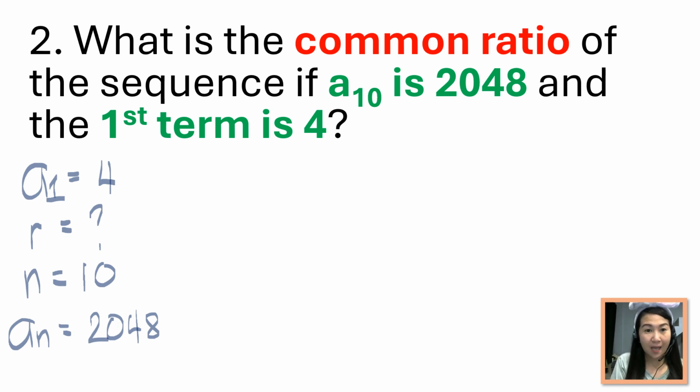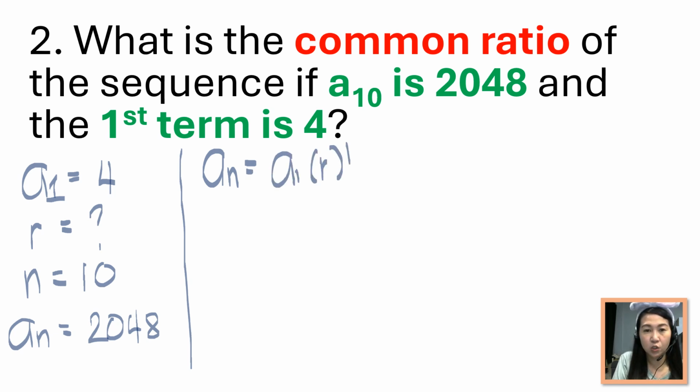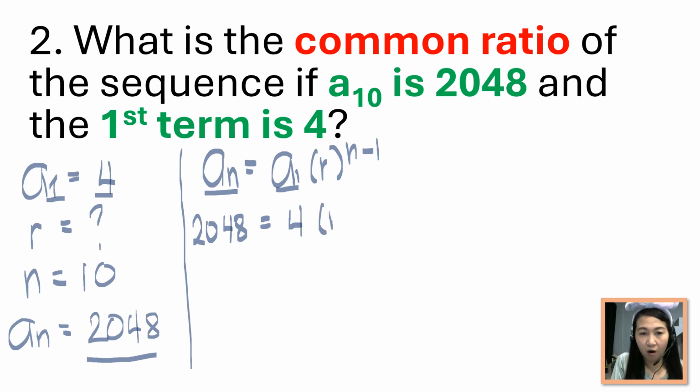And now, for our step number 2, we have to substitute our given to the formula. So the same formula, that will be a sub n is equal to a sub 1 times the common ratio raised to n minus 1. This is the formula in geometric sequence. So let us substitute. What is your a sub n? So that would be 2048. What is the value of the first term? So that would be 4. What is the value of the r? That is unknown. What is the value of your n? So our n here is 10. So that would be 10 minus 1. So that would be 9.